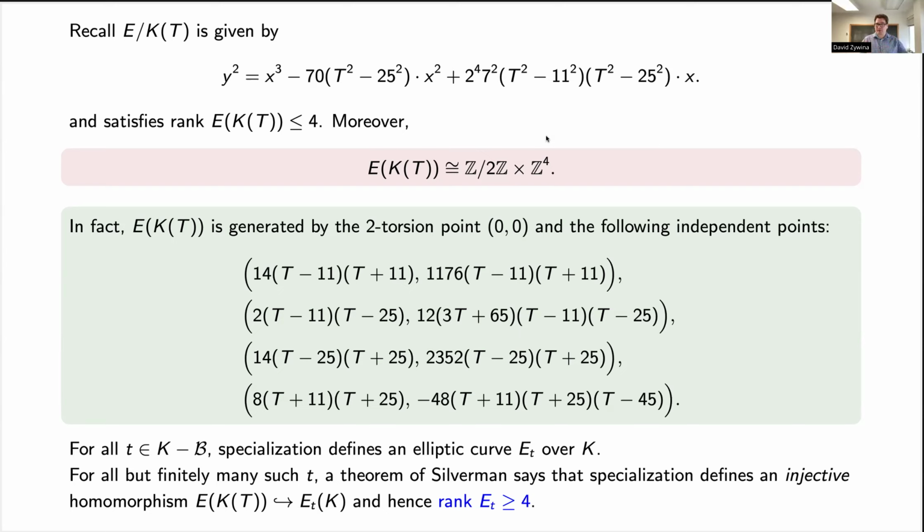This is a way of producing elliptic curves of rank at least 4. I claim I want to produce ones of rank exactly 4, and so this is the lower bound, 4.